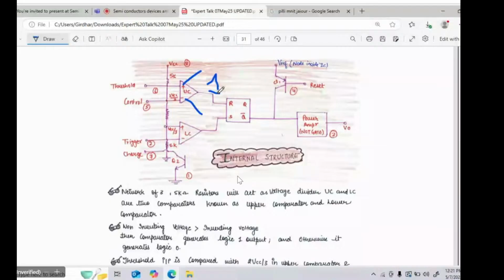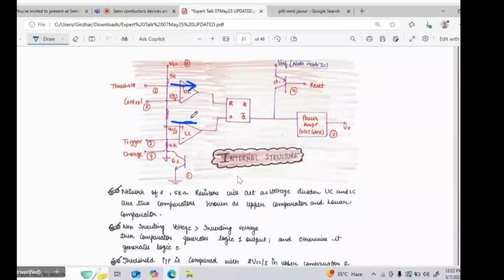Or in another way, if the non-inverting voltage is smaller than this voltage, then it will give a 0 output, right? So this is the way you can understand the basic functioning of this comparator. These three resistances R1, R2 and R3 are in series. Now why are these in series? Because you know the operation of the operational amplifier. In case of the operational amplifier, no current is flowing inside the op-amp because input resistance is infinite. So all three resistances are in series.